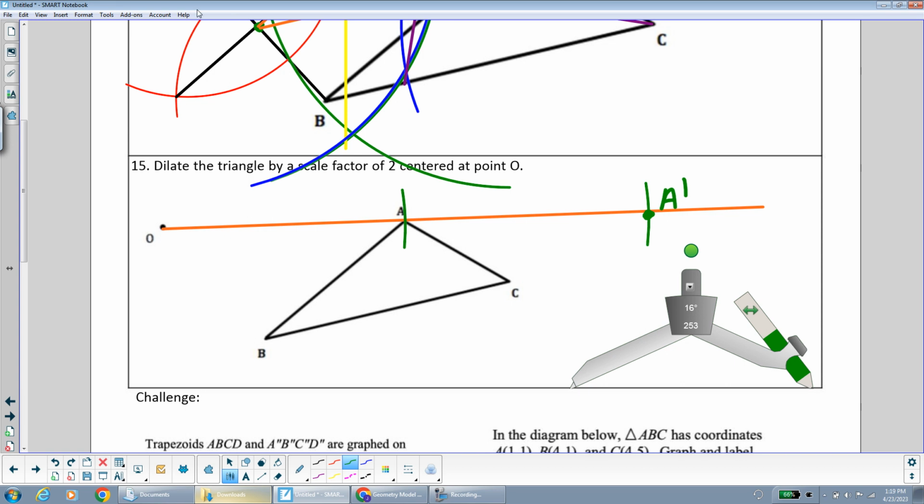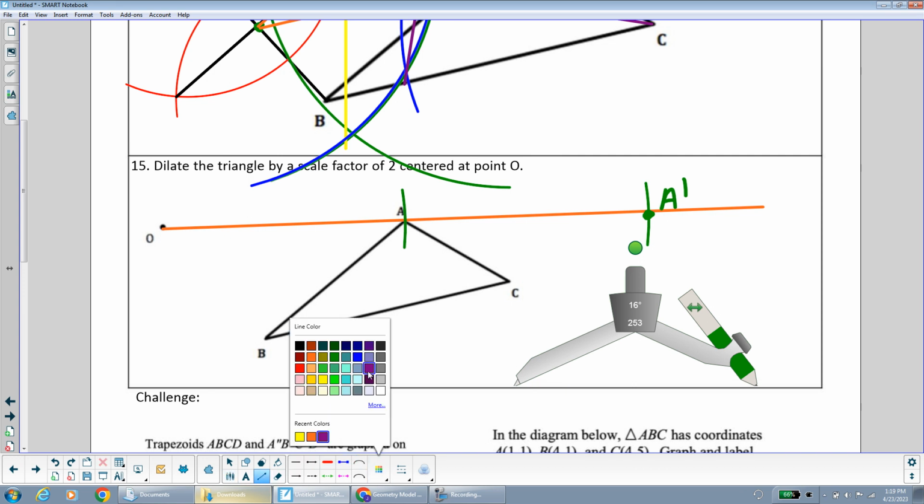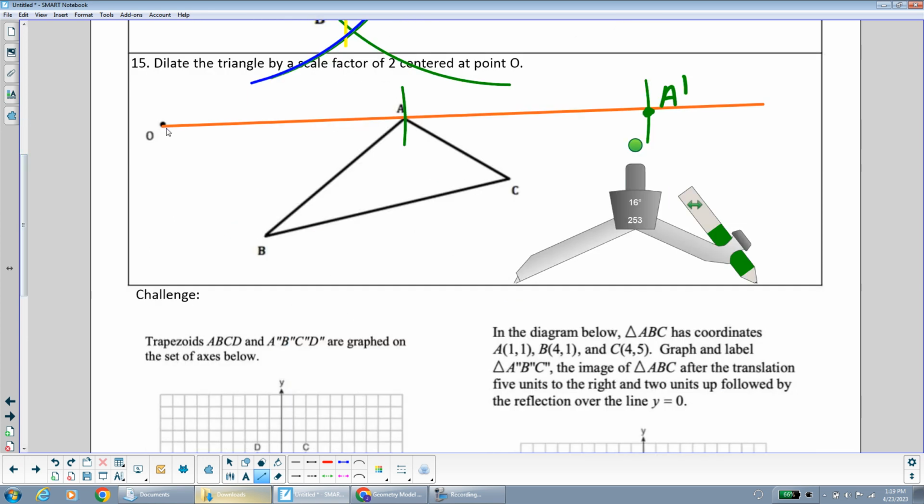I don't think I can fit these other ones on my computer. It's the same idea for the other ones, but I don't think I have enough space here. So, oh, maybe I do. We'll see. I'll just go into the next question. Okay.